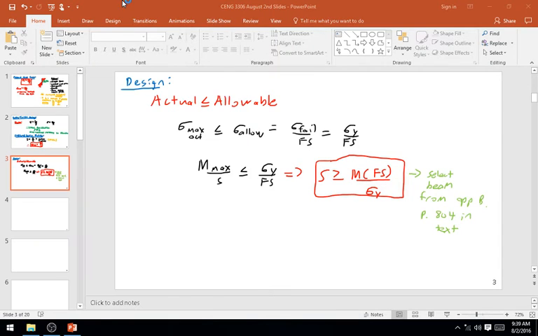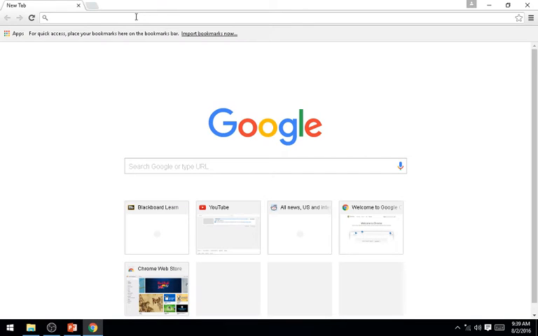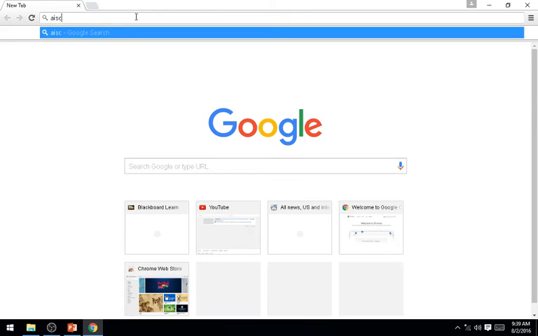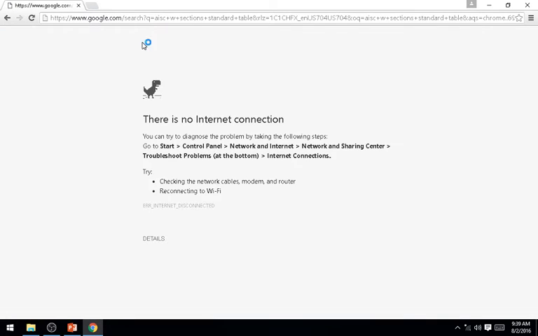Let's see, so I'm going to Google, which is probably not good form, but let me show you this. Let's see, AISC W sections standard table. Oh, I do not have internet right now. Give me a minute here. I'm still recording. Okay, now it's just plugged in. It should be going. Just a moment, please.